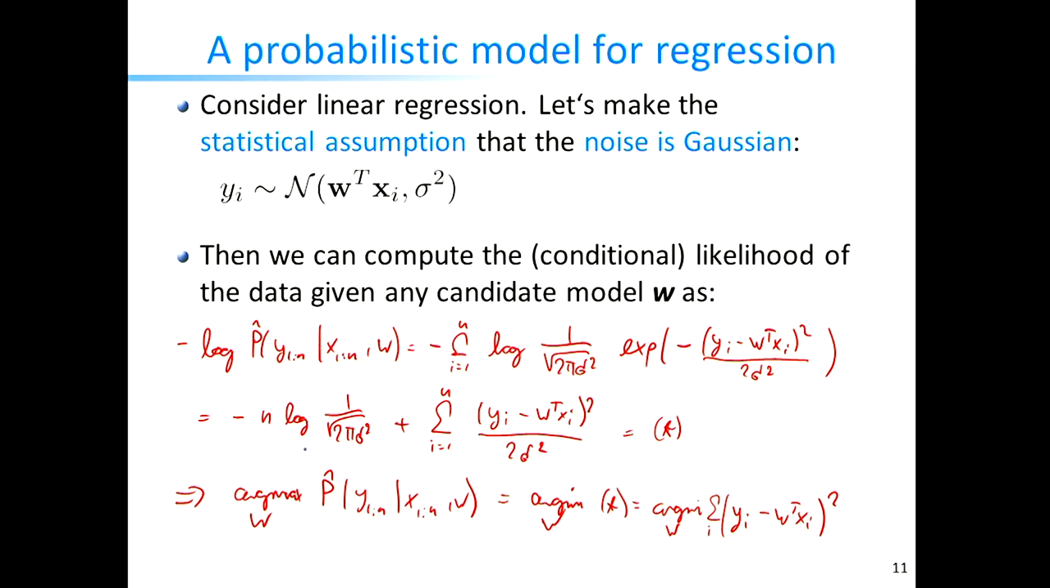We basically assume that y_i is drawn from a normal distribution with mean w transpose x_i and variance sigma squared, which is equivalent to assuming that y_i is just w transpose x_i plus epsilon_i, where epsilon_i is a normal distribution with mean 0 and variance sigma squared. So basically it's a linear function of the input plus Gaussian noise. This is a particular assumption we could be making about how our labels are being generated.